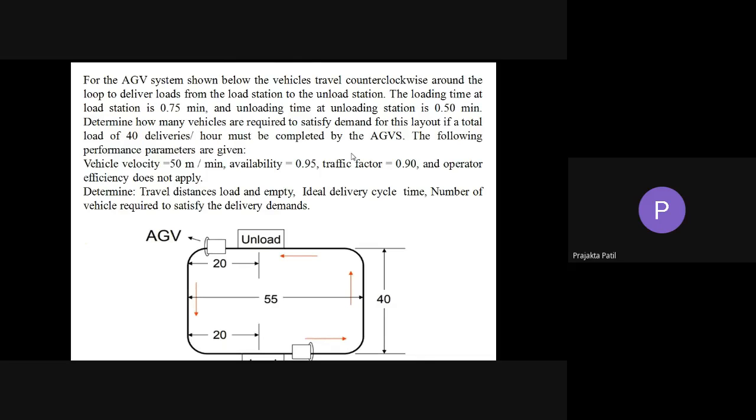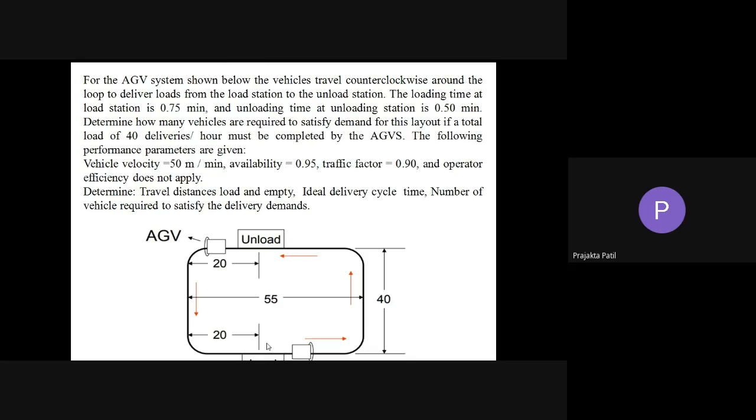LD, that is the distance the vehicle travels between the load and unload station. So you have to find that. How will you find that? We know that the total length here in between these two ends is 55 meters, but we know that 20 meters is till here. So the vehicle will start moving from this end and it has to reach here.